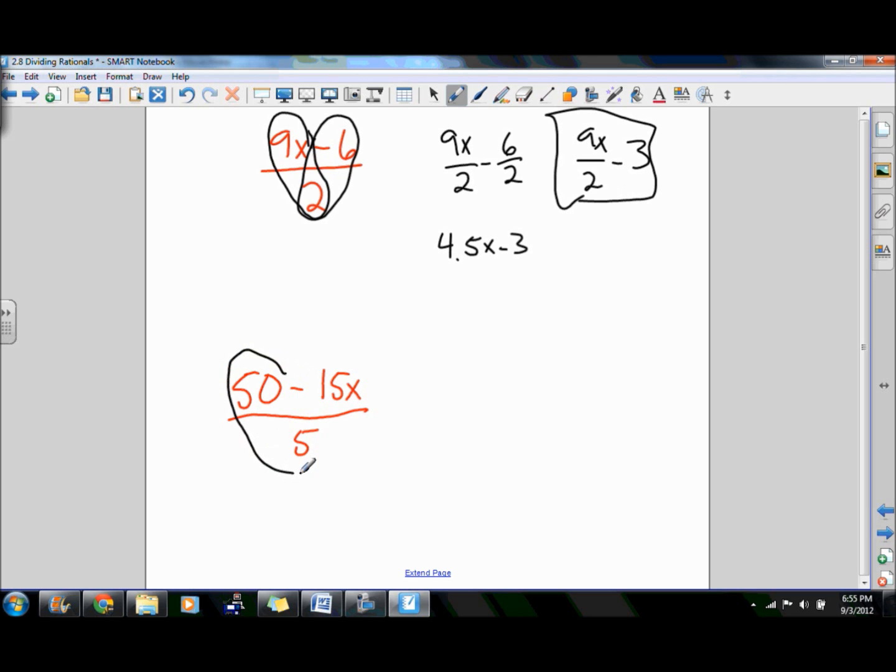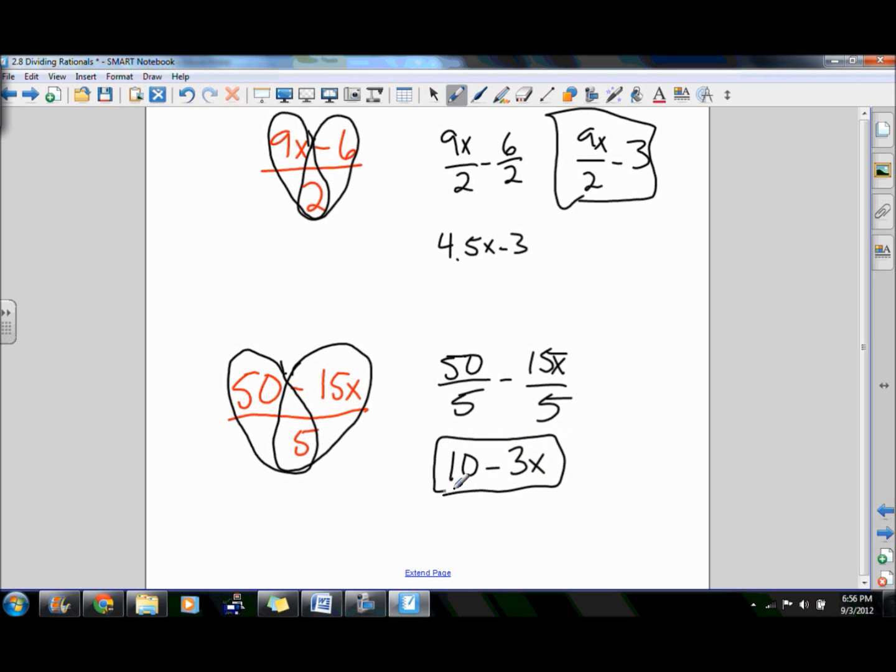Do the heart method here. Being careful with my negative. So I get 50 over 5, which is 10, minus 15x over 5, which is negative 3x. If you rewrote this as negative 3x plus 10, also correct.